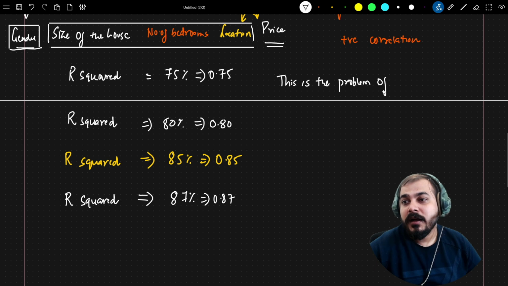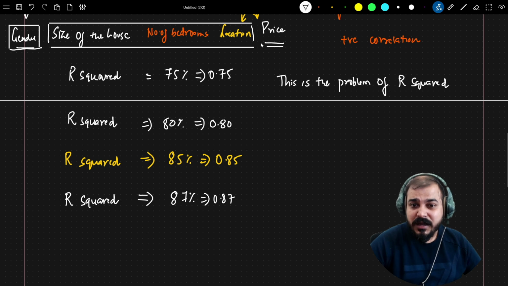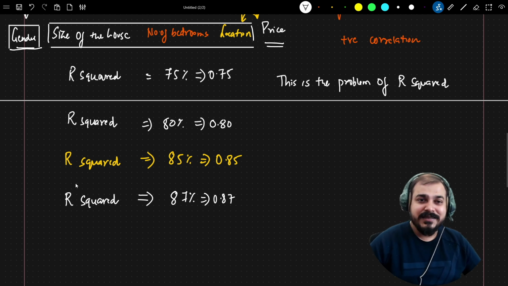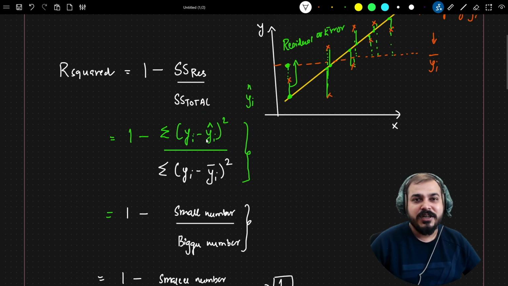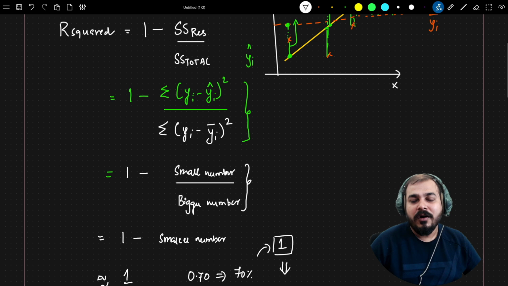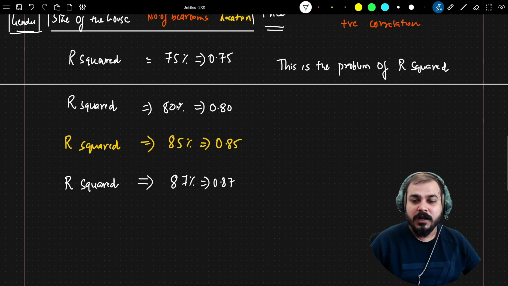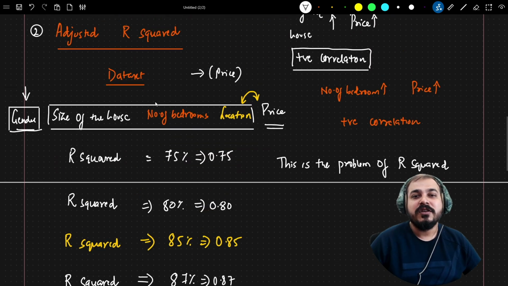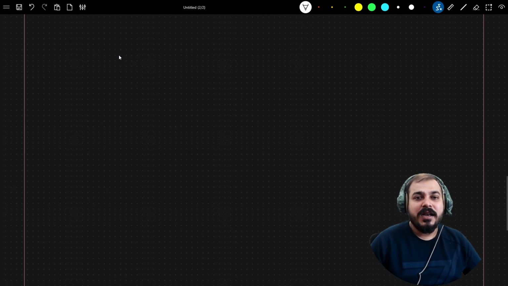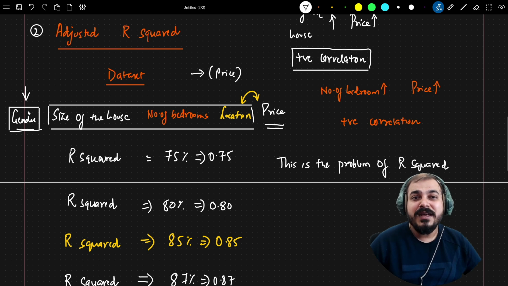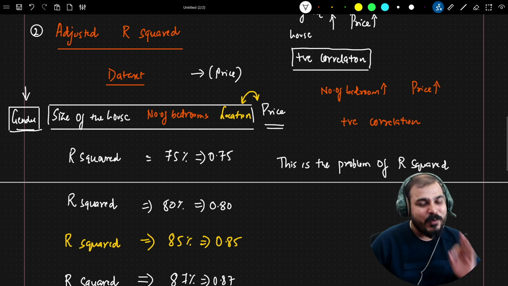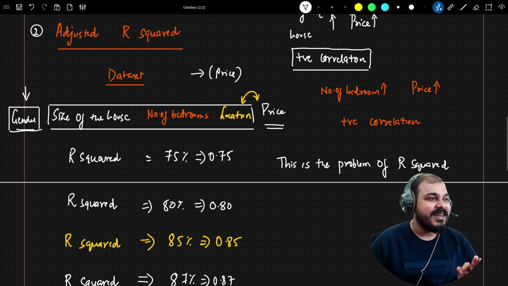Problem of R squared: even though you don't have a feature that is directly correlated with the output feature, this value still increases, since the formula works in that specific way. We are just trying to find out the difference between the residual and the difference from the mean, which we call SS of total. Now, in order to prevent this, we use something called adjusted R square. In adjusted R square, it penalizes every feature that is not correlated with the output feature. So this is the amazing thing that happens with the adjusted R square.